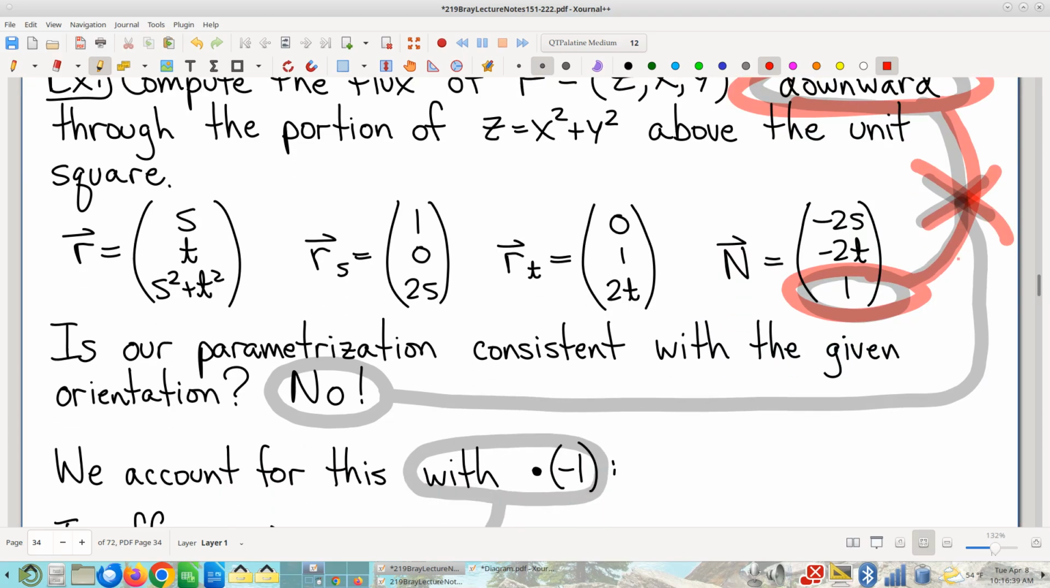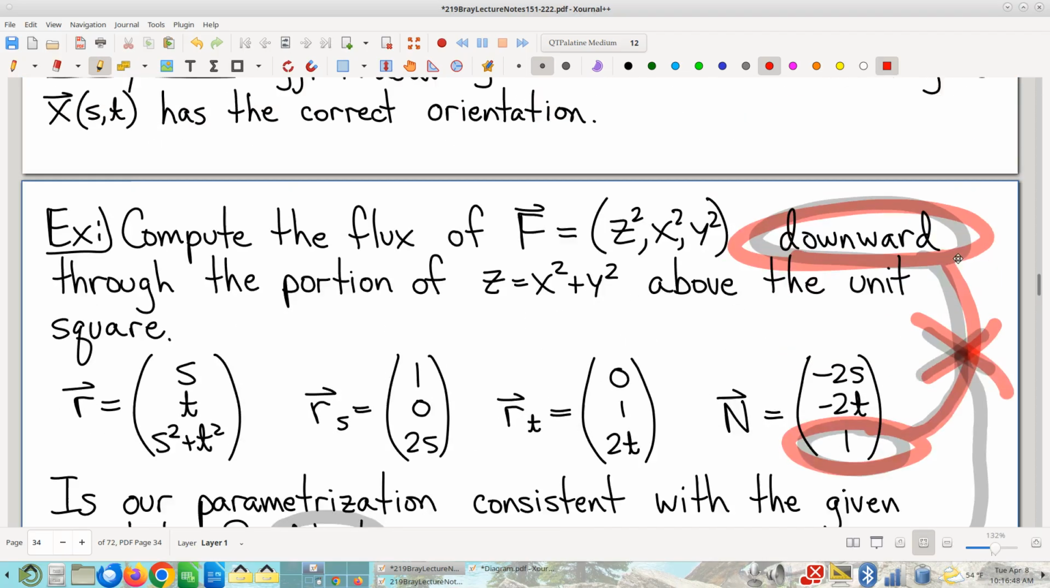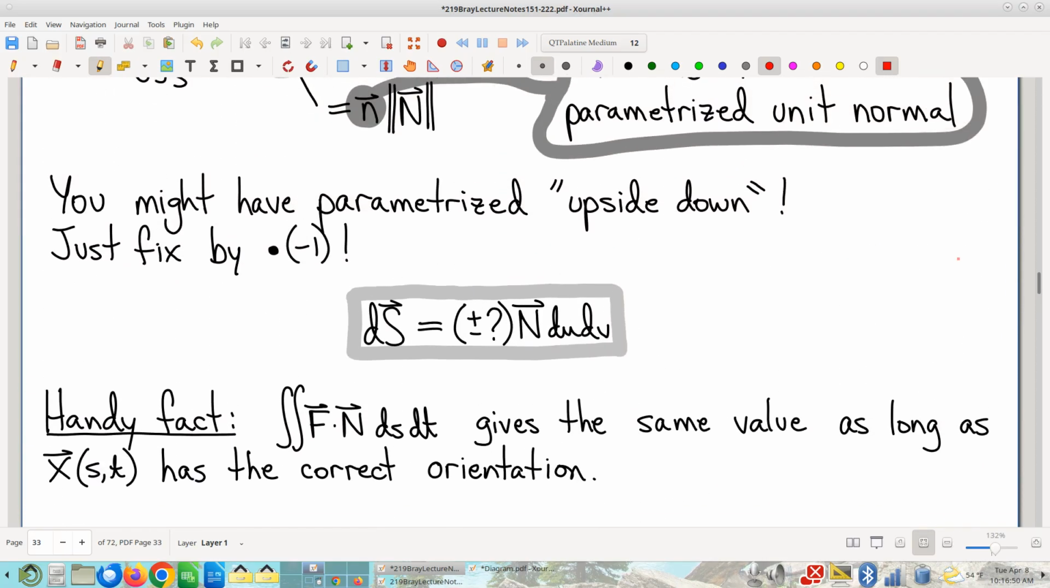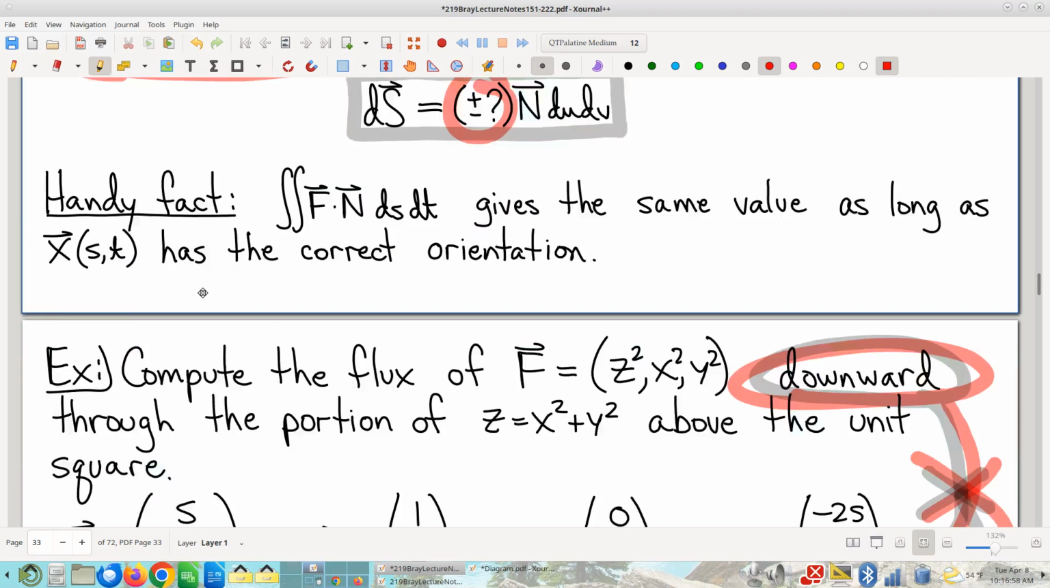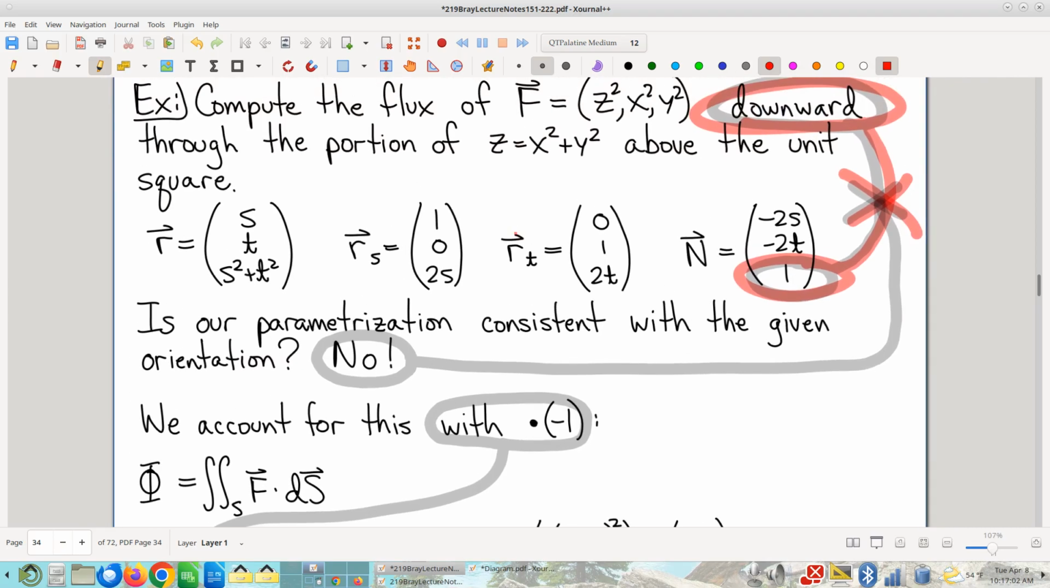And here's the good news. Even though I got it wrong, we parameterized upside down. Okay, well, all that means is that everything is off by a factor of exactly a negative, which means that my result is off by exactly a negative, and I just fix it by throwing in a minus sign. And it's as convenient as that.